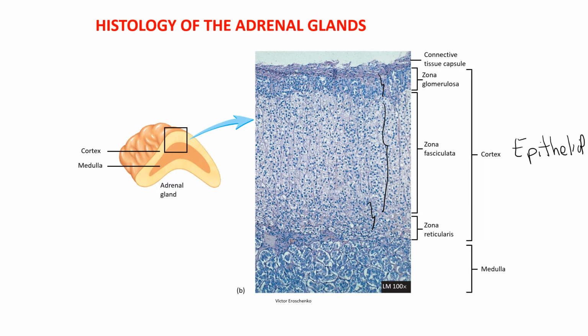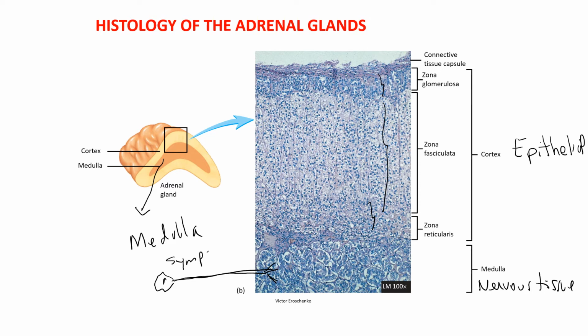On the other hand, the inner area of the gland is called the adrenal medulla. The medulla consists of nervous tissue. The area is innervated by sympathetic neurons. These neurons are going to stimulate the release of hormones. Because these hormones are released by the action of neurons, the hormones are called neurohormones.